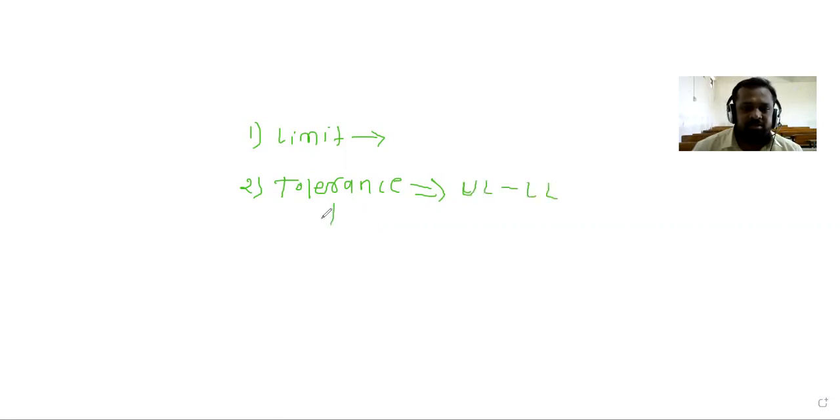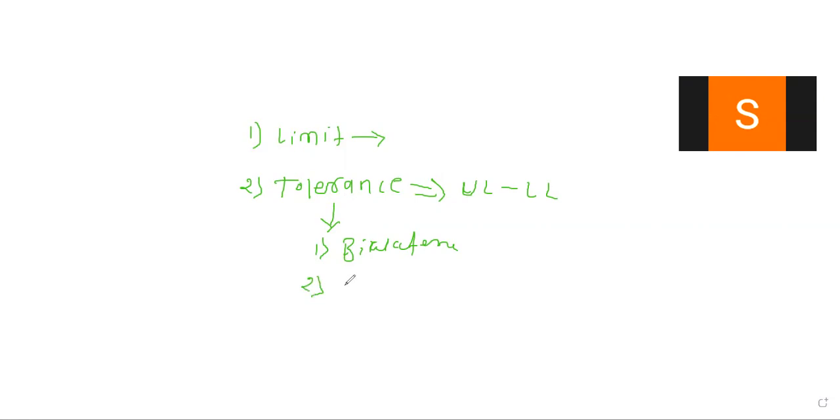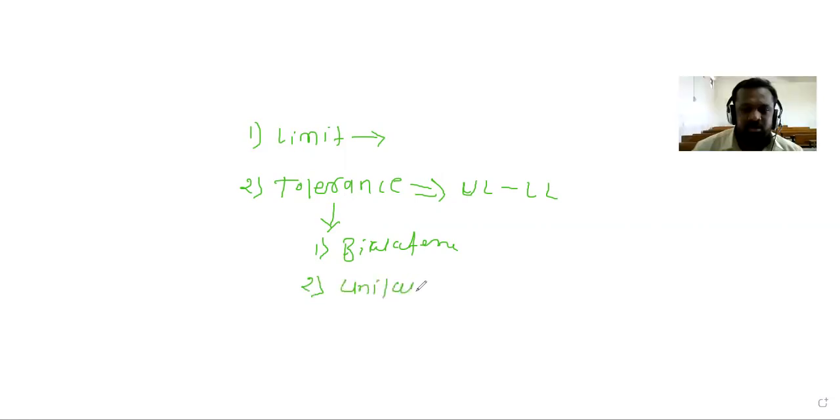Again, that tolerance has two types: bilateral and unilateral. What is meant by the bilateral? When we are showing the tolerance to the part on both sides of the basic size, meaning we are showing the tolerance on the plus side and also on the minus side, then such type of tolerances are called the bilateral tolerances.